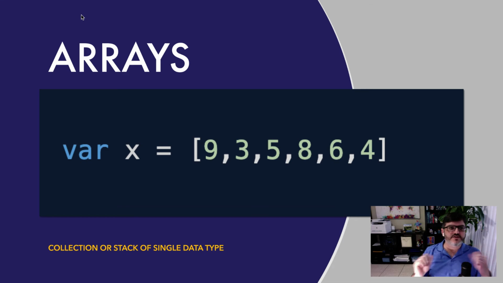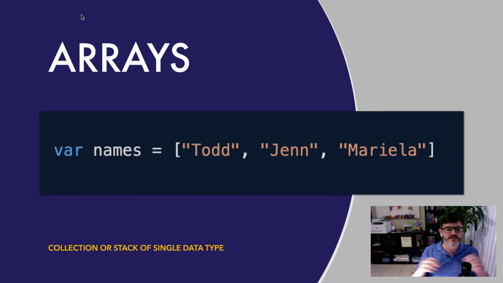So let's say you're a teacher and you're coding something where you're keeping track of student grades, and you want to know all the grades that Todd has gotten on his exams, or quizzes here. You could say, his grades equal 9, 3, 5, 8, 6, 4, right? And typically these are of a single data type. These are all numbers or integers. You can have an array of strings like Todd, Jen, Mariella, and that's how you do an array.